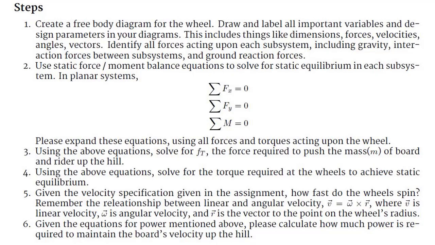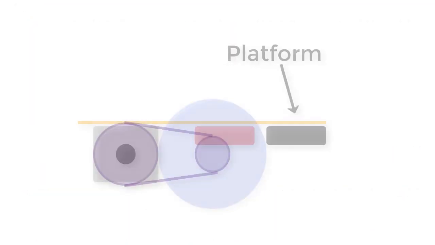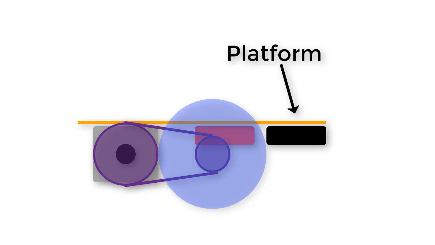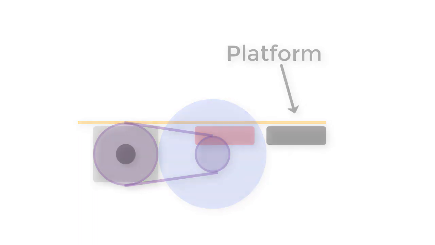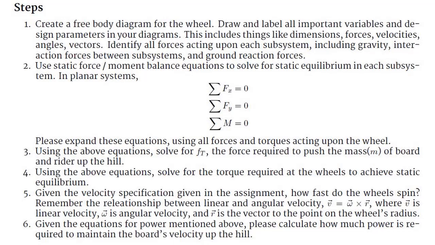Here, subsystems refer to the different parts of this hoverboard. For example, the hoverboard includes a wheel, but it also includes a motor. The motor will exert a torque on the wheel, just like the ramp reaction forces exert a torque on the wheel. Question 2 says to solve for static equilibrium.